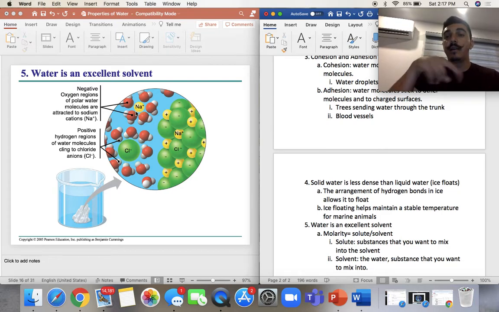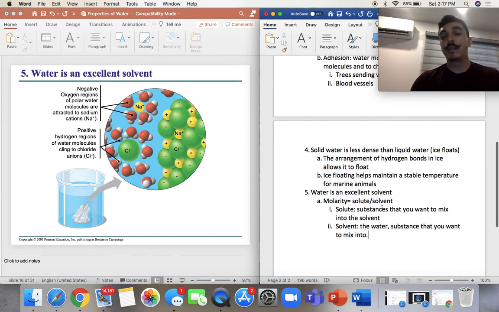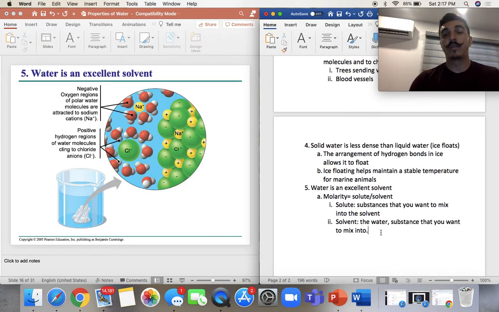That's why you can dissolve it and, with your finger or a stirring rod, move it around and then the salt will dissolve or the Kool-Aid will dissolve. That's water working there. It's a great solvent. It's able to dissolve all these substances that we add into it. So our solute would be that Kool-Aid or the salt, and our solvent is always the water. Molarity is basically the concentration, how much we have between the solute and the solvent. So the concentration of Kool-Aid and water, or sugar and water, salt and water. Okay, so water is an excellent solvent.